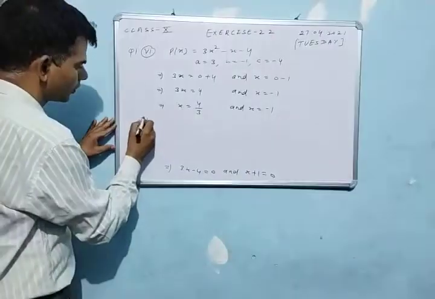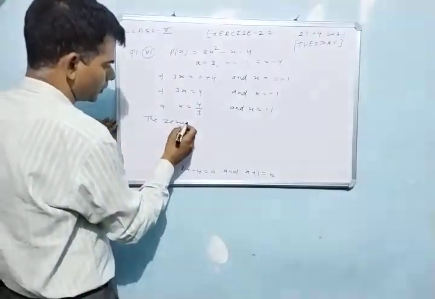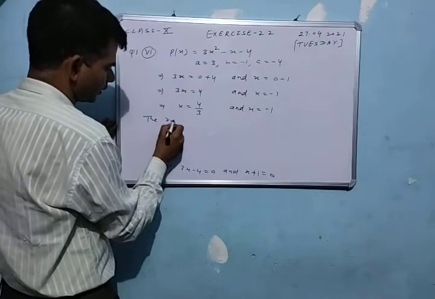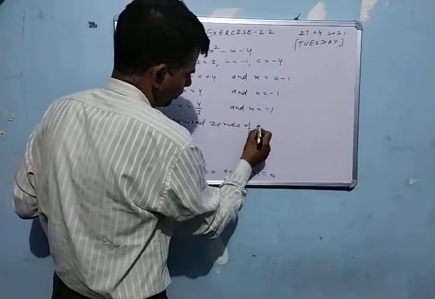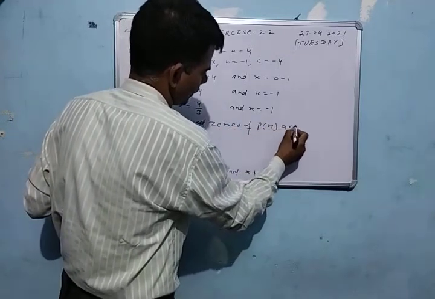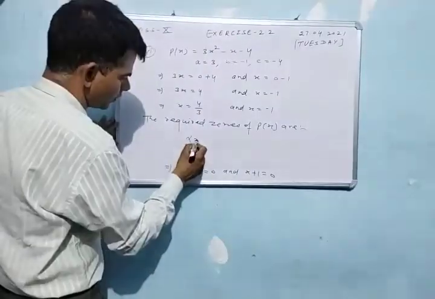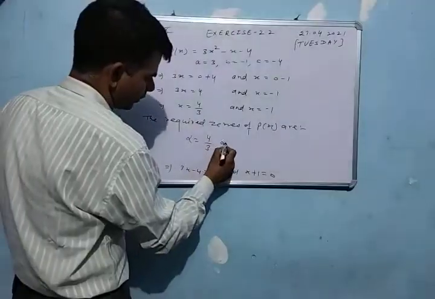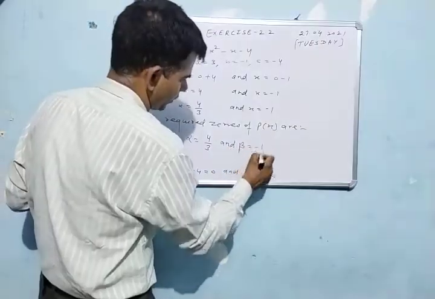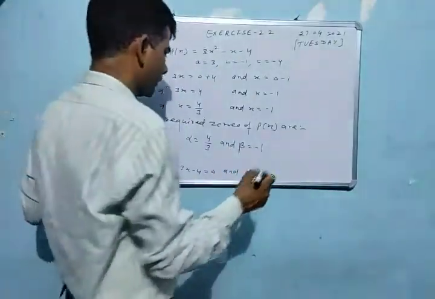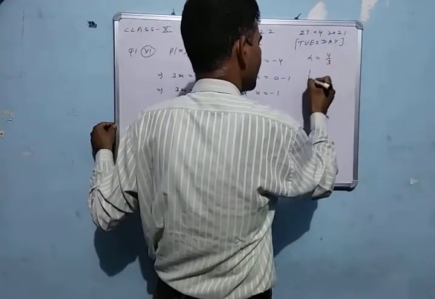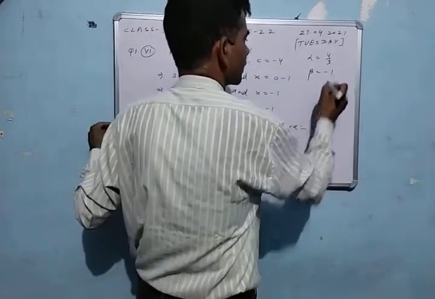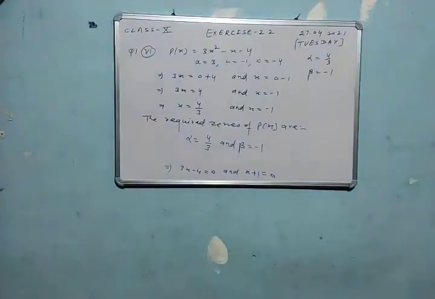The required zeros of p of x are, that is alpha is equal to 4 upon 3 and beta is equal to -1. Student, note down it here. Alpha is equal to 4 upon 3. Beta is equal to -1. Student, please note down it.